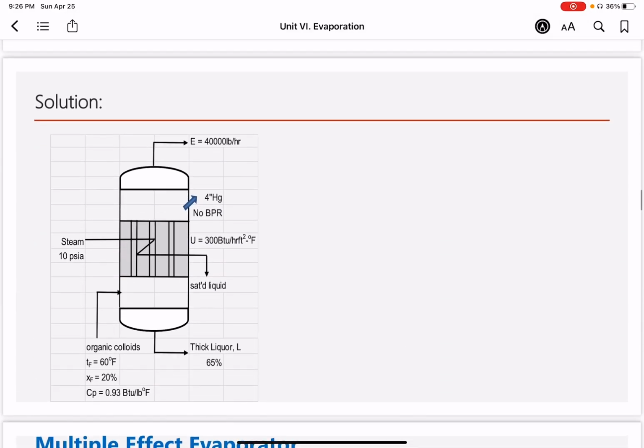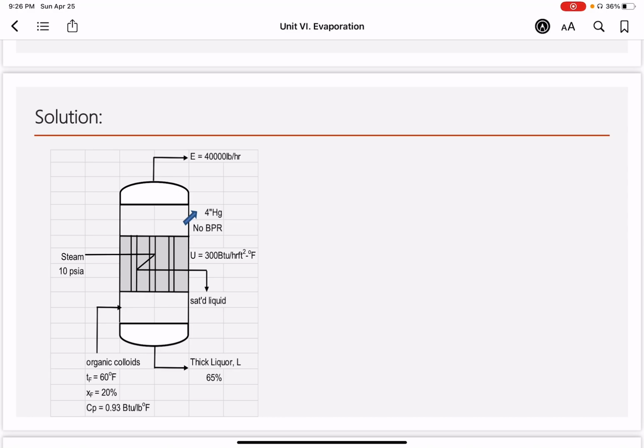Okay, I've prepared an illustration for that problem. Okay, let's start. First is overall material balance. Feed is equal to E plus L. And I know I don't have the amount of the organic colloid feed, but I know that E is 40,000 pound per hour. I don't even know also the thick liquor. But anyway, you just have to plot it. E is equal to 40,000 pound per hour plus L. Let this be your equation 1.